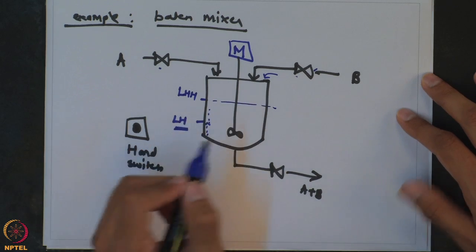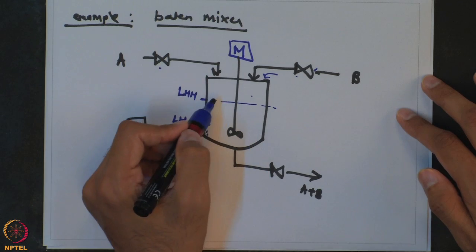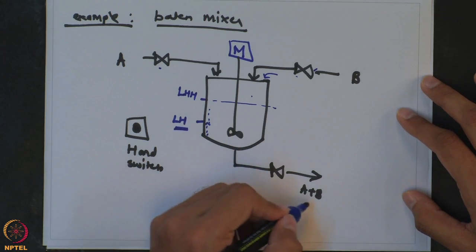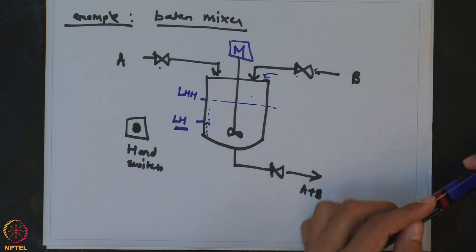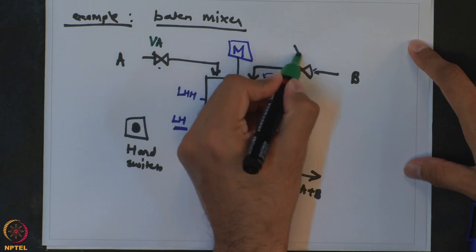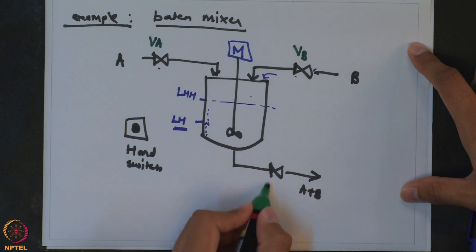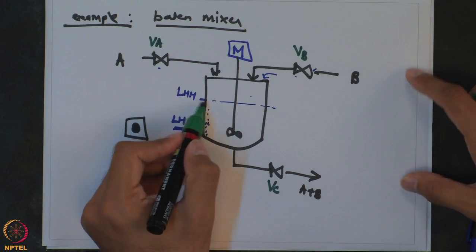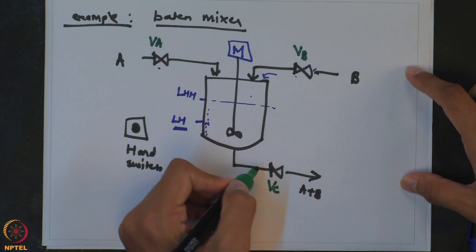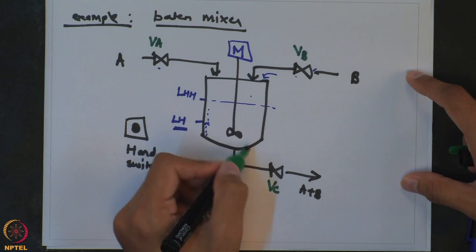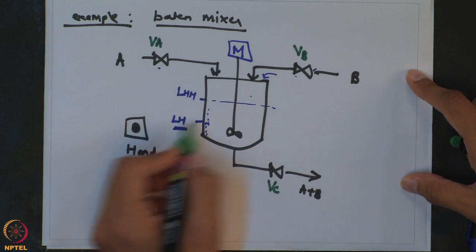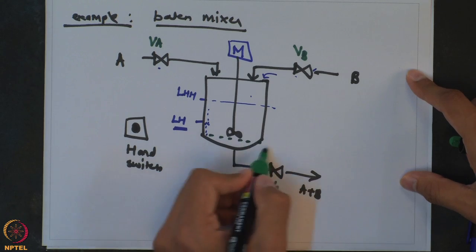When the level reaches LHH, you have added the required amount of B as well as A, everything is mixed, and now we will start withdrawing the product. Let me even name all of these valves. This is the VA valve, this is the VB valve, this is the motor, and this is the VC valve. When the level reaches LHH, you will close the VB valve and open the VC valve so that the product can be removed, and while removing the product you want to ensure that the A and B mixing is still there. So the motor will keep on running even during that time, and the product will be withdrawn till the level reaches a minimum value of LL.